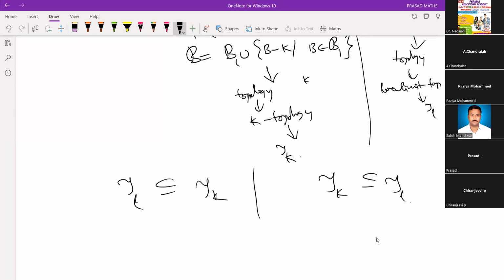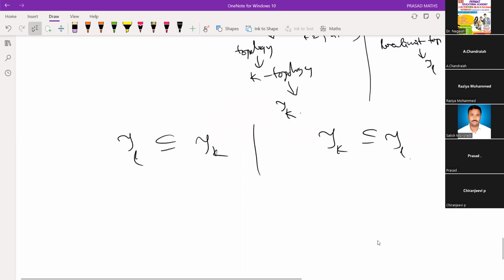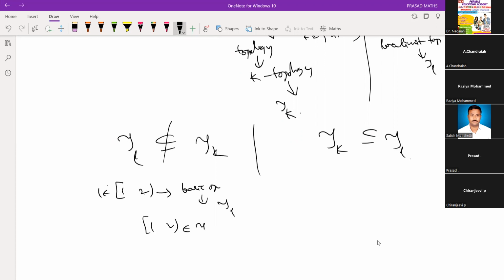What is my K? K is equal to 1 by n. So is tau L contained in tau K, or tau K contained in tau L? None of them is true. Why? Suppose you take this interval, closed 1, open 2. This is a basic open set with respect to tau L, so it is an open set with respect to tau L.